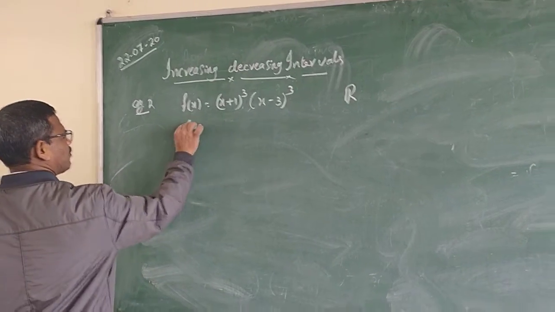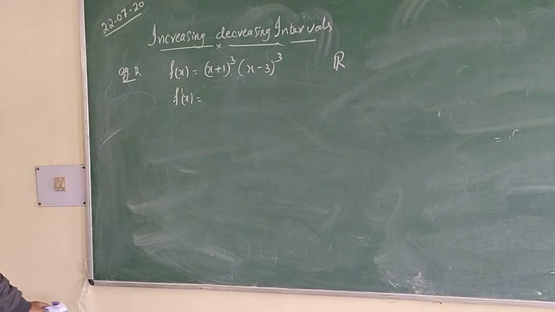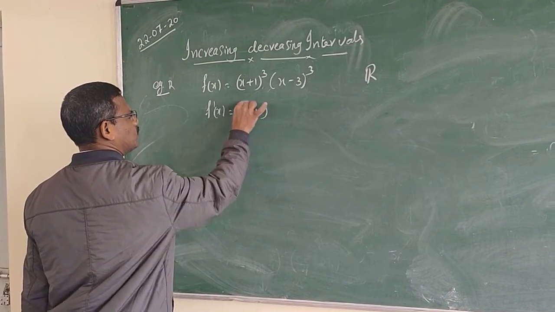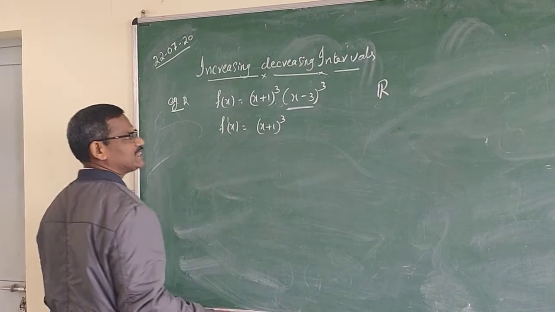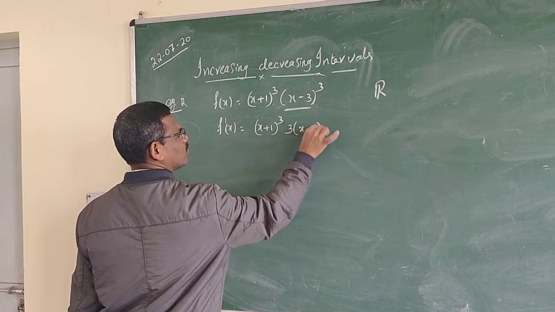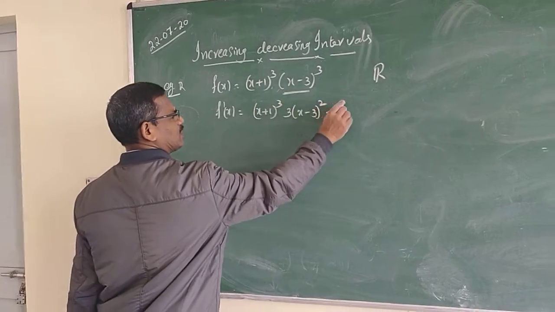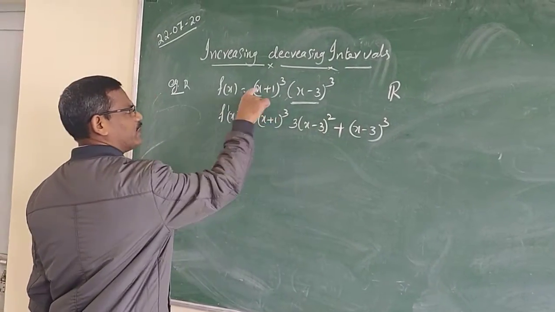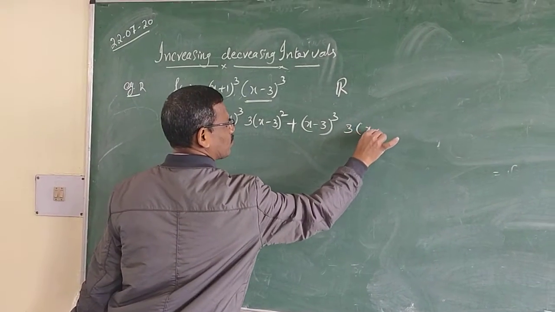So let us find f dash x. It's a product of two functions. So normally it is the first function into the derivative of the second. What is the derivative of the second? 3 into x minus 3 whole square, plus the second function, that is x minus 3 whole cube, into the derivative of this expression, that is 3 into x plus 1 whole square.